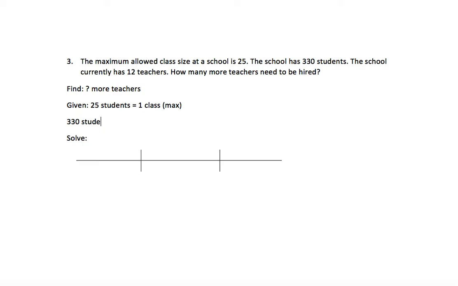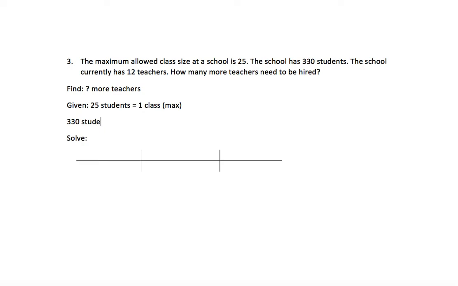So we're going to be taking 330 students, and because the 25 is in the denominator, we're going to say divided by 25, and that gives us 13.2 classes. But can you have 0.2 classes? You can't.